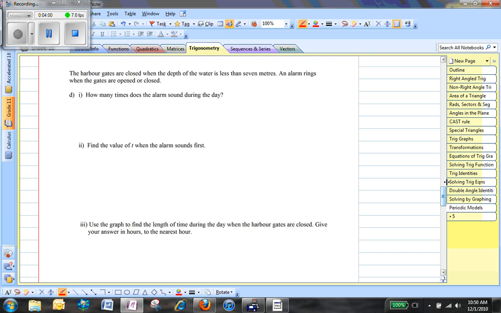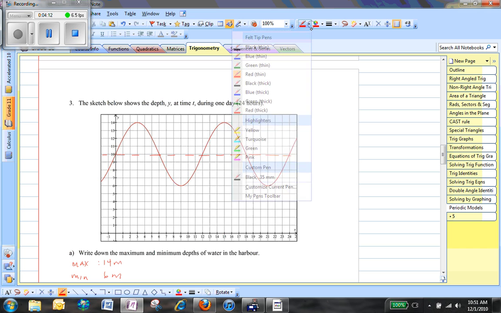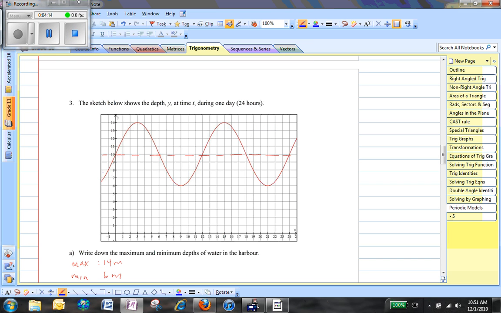So it says here the harbor gates are closed when the depth of the water is less than 7 meters. An alarm rings when the gates are opened and closed. So how many times does the alarm sound during the day? So if I go back to my graph, and I'm going to use a different color, I'm going to use blue. At 7 meters, I want to know how many times does it ring? Well, it rings once, twice, 3 times, and 4 times.